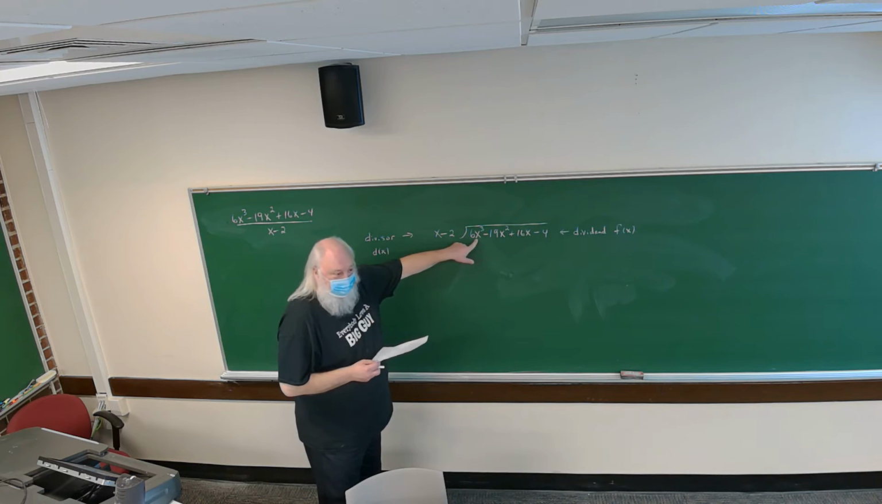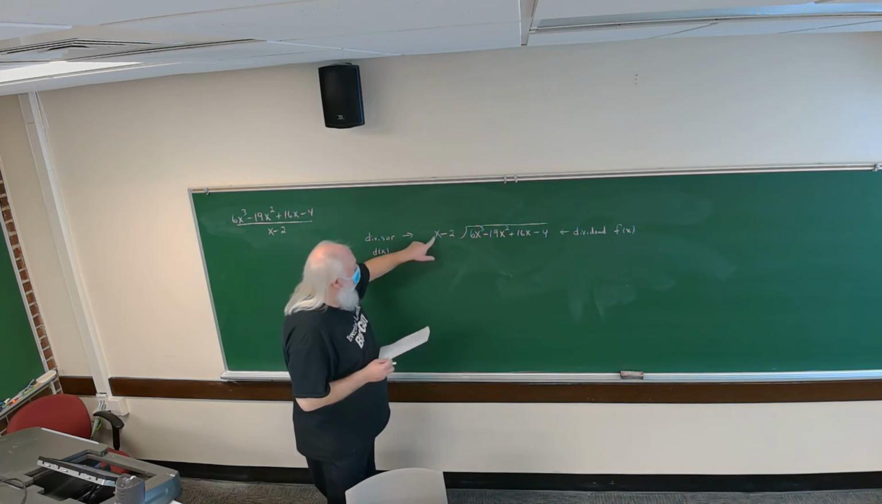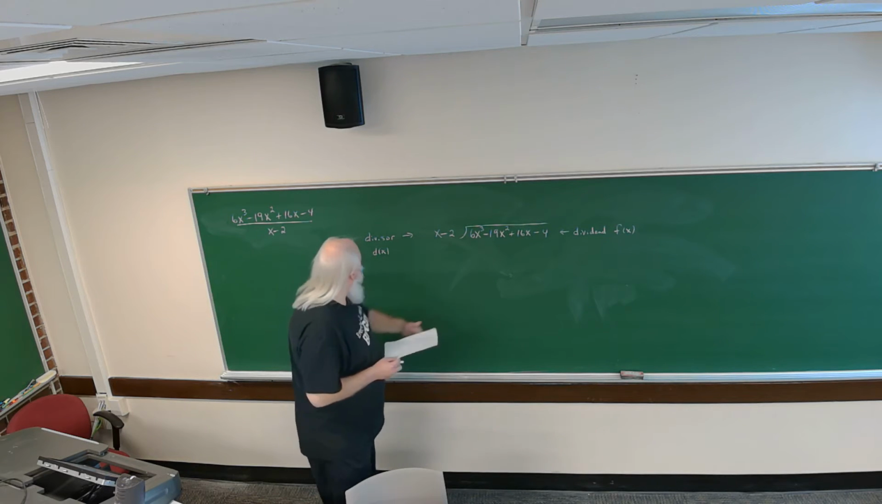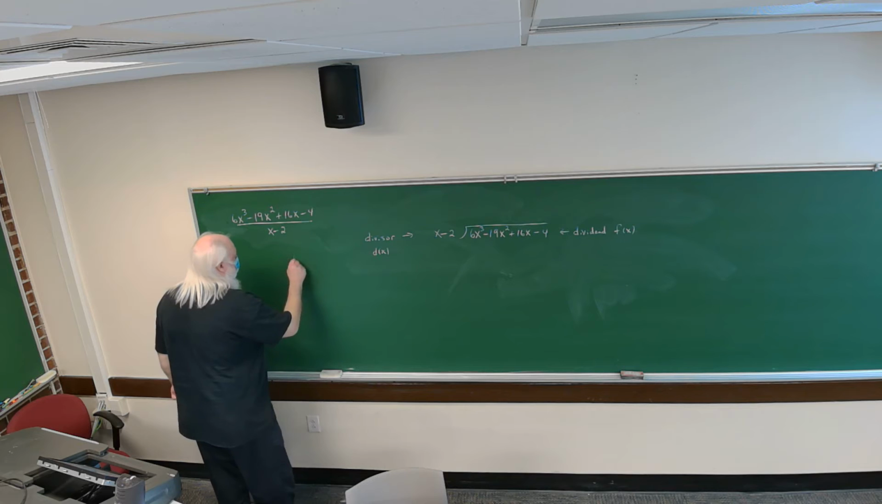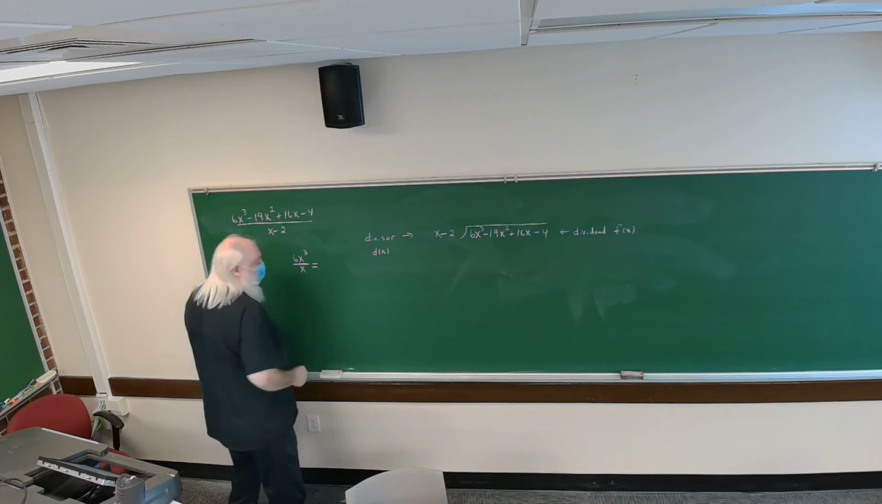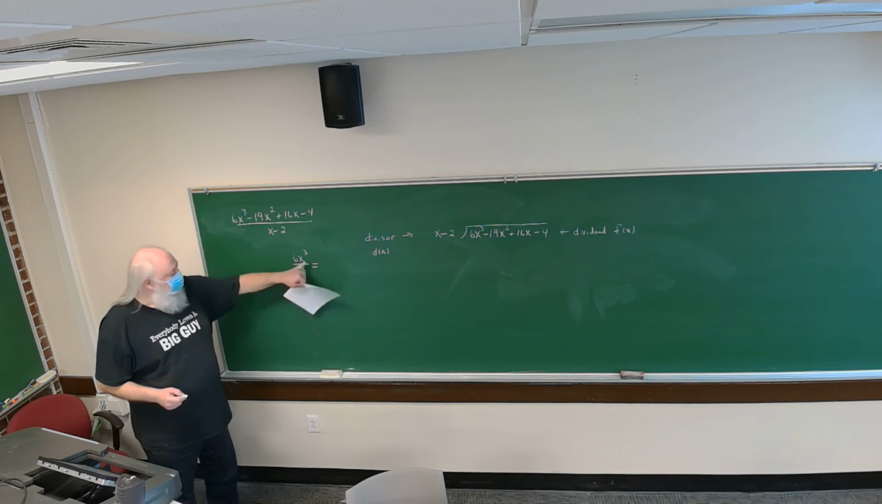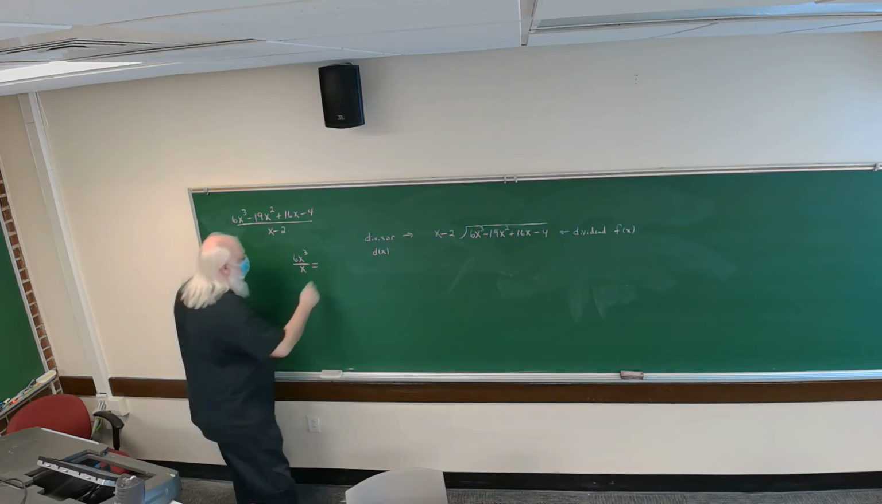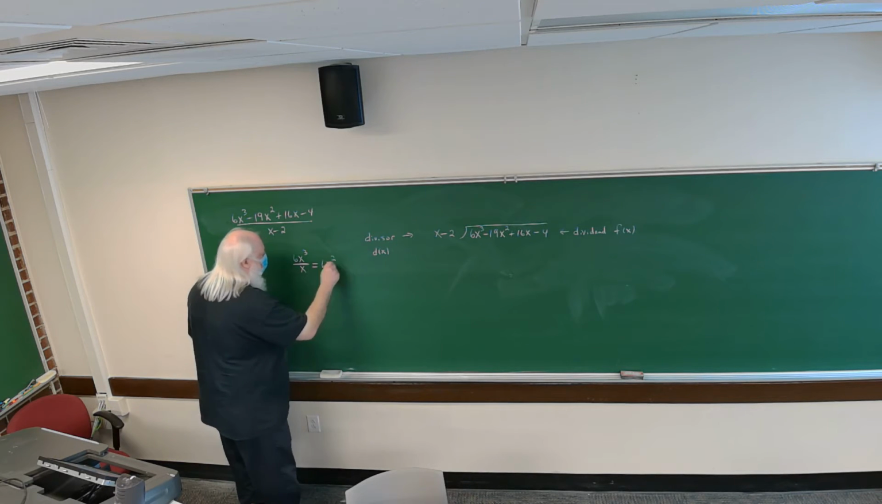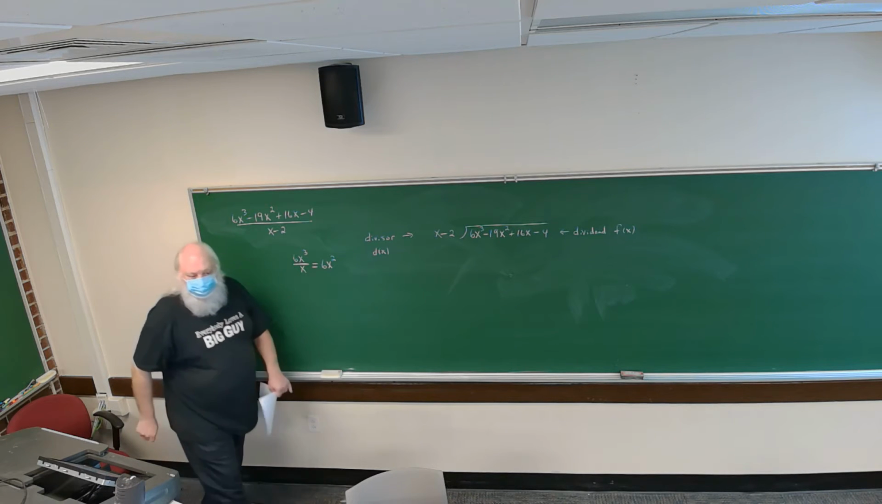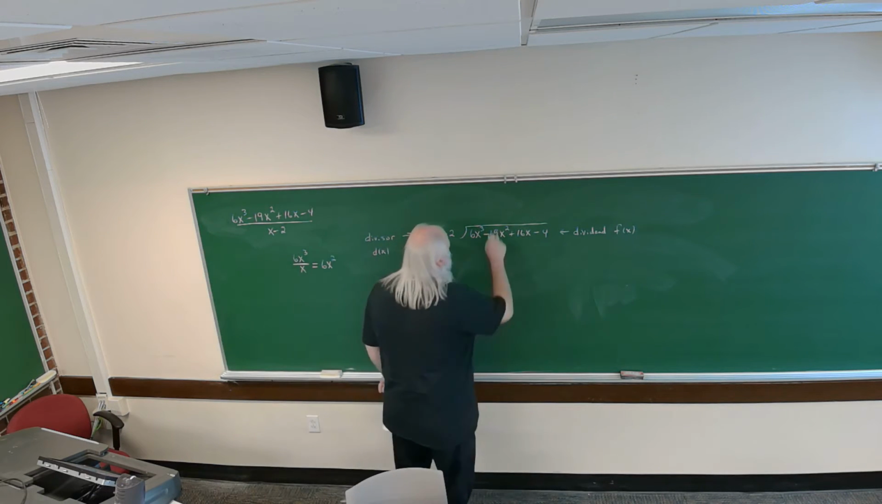So we have 6x cubed. The question is, how many times does x go into 6x cubed? Well, 6x cubed over x tells you how many times x goes into 6x cubed. Using the rules of exponents, x cubed over x is x squared. So x goes into 6x cubed 6x squared times. So we put 6x squared up here.